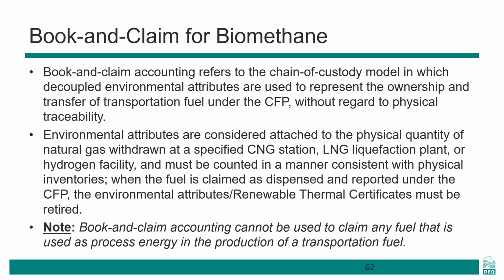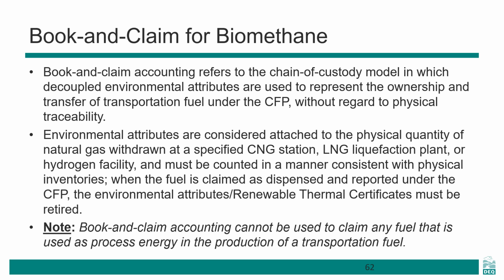Okay, now we'll go into how book and claim for biomethane or renewable natural gas in the Clean Fuels Program works a bit more. Book and claim generally refers to the chain of custody model in which we allow for the decoupling of environmental attributes from the physical transportation fuel. Environmental attributes are attached at the point when they're injected into the larger energy system and then are reattached when the fuel is being put into a specific vehicle, such as a natural gas vehicle in this case.